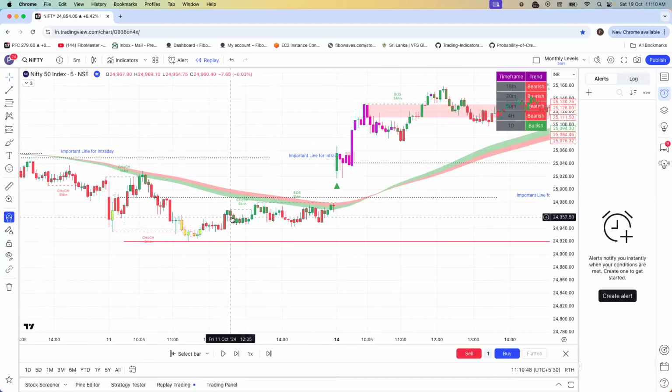Whenever you see green, what will you do? Buy. So red is a danger signal, so you have to be out. Whenever you see green, it's a buying signal. You have to go for a long. So we talked about the cloud, and then we talked about the red and green. So we are done with that.